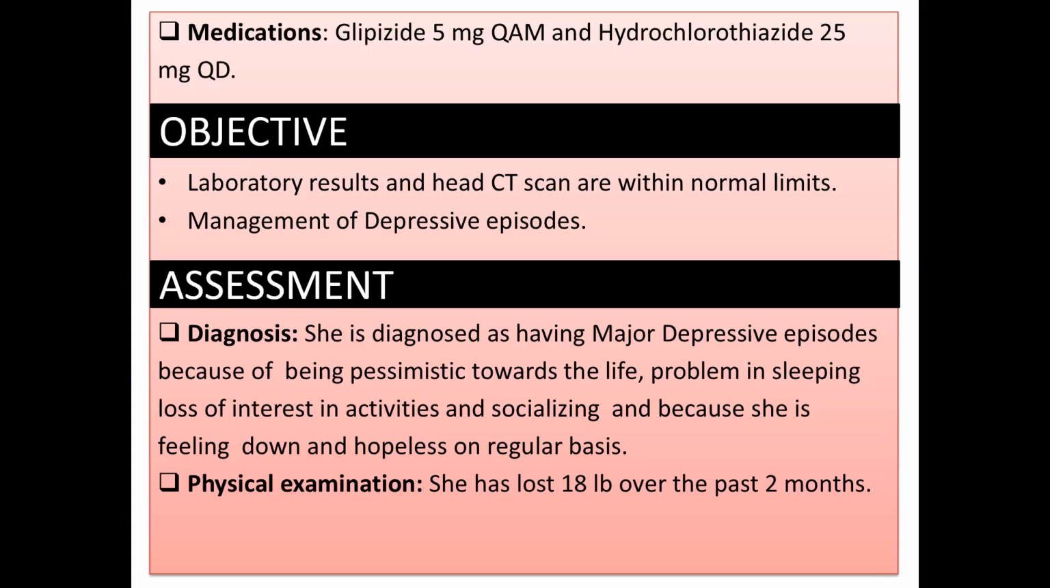Assessment, diagnosis: she is diagnosed as having major depressive episodes because of being pessimistic towards life, problems in sleeping, loss of interest in activities and socializing, and because she is feeling down and hopeless on a regular basis. Physical examination shows that she has lost 18 lb over the past 2 months.